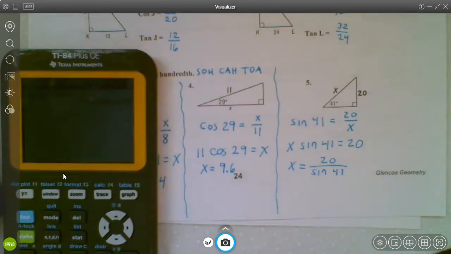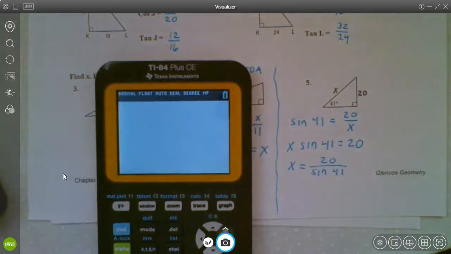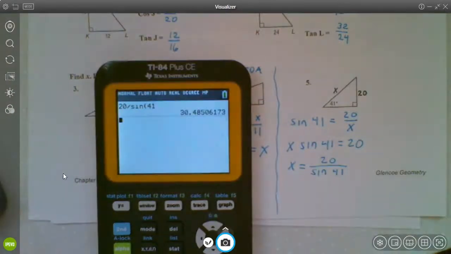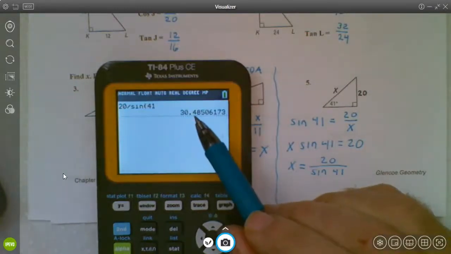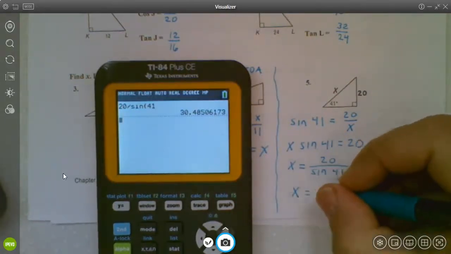So now I can go to the calculator and type it in exactly the way that I just wrote it on my paper. So I'm going to type in 20 divided by sine 41. And that's it. So our value for x on this problem would be about 30.5. Make sure we round accurately. All right, the 8 pushes my 4 up to a 5. So x is 30.5.